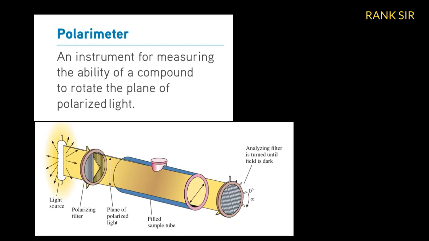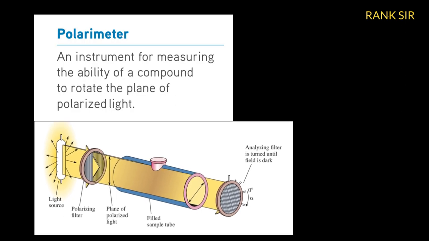Now, this is a setup, or that is an instrument. This is called light propagating in all directions. This is the light source. Then this is a polarizing filter. Through this, light propagates. Then this is plane polarized light oscillating in one direction.